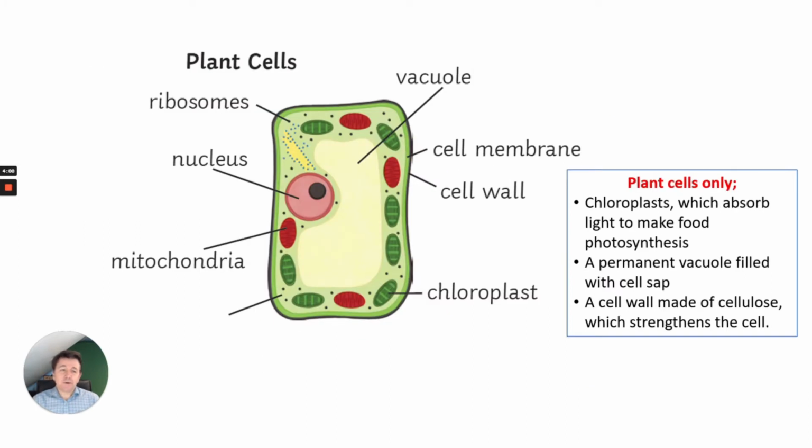In plant cells, all of the same features of animal cells are in plant cells, except for three differences. So those differences are the chloroplasts, which absorb light to make food for photosynthesis, a permanent vacuole, which is filled with cell sap, and a cell wall, which is made of cellulose, which strengthens the cell. In your exam, you'll need to know the differences between a plant and animal cell, and also you might be asked to label a cell as well.